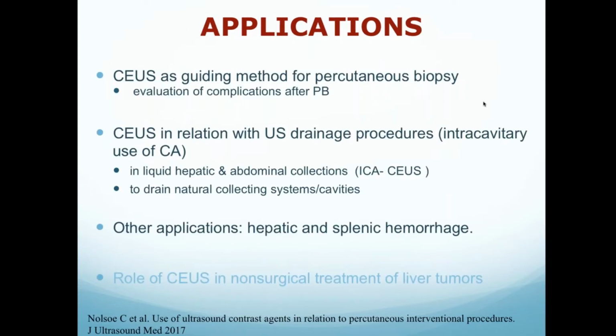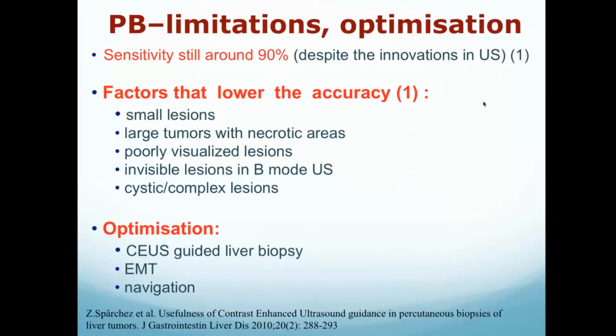So first of all, I will speak about percutaneous biopsy. Why do we need an improvement? Because with all the innovation in ultrasound and the needles, the sensitivity of the percutaneous biopsy is around 90%. It's not more than usually 90%. Why? Because we have some factors that lower the accuracy, like small lesions or poorly visualized lesions or invisible lesions in B-mode ultrasound, or large tumors with necrotic areas. So we have CEUS as an optimization method.